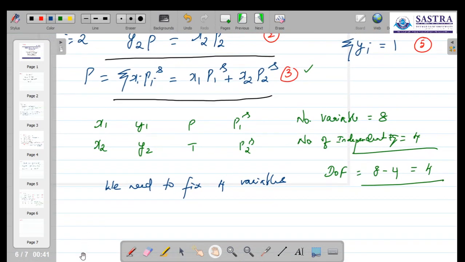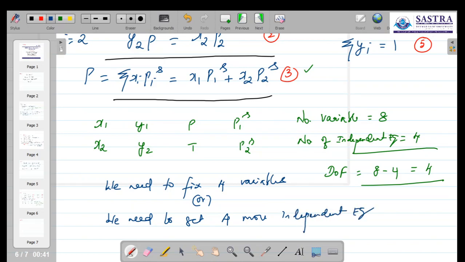Or, we need to get 4 more independent equations. So either we need to get 4 more independent equations, or we need to fix values for these 4 variables, only then this system of equations can be solved, right?